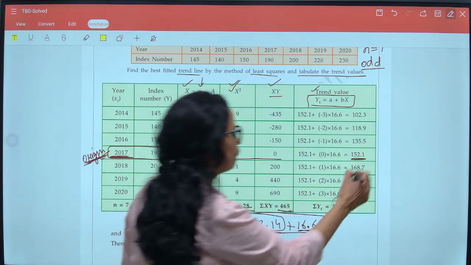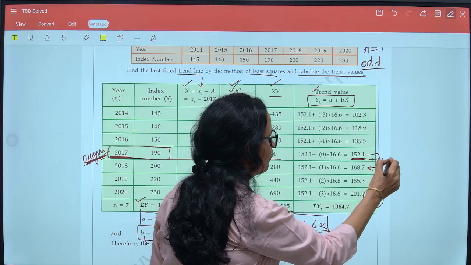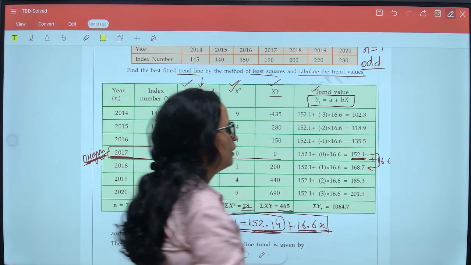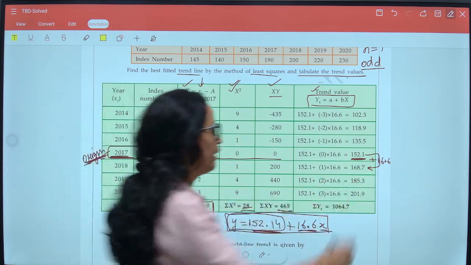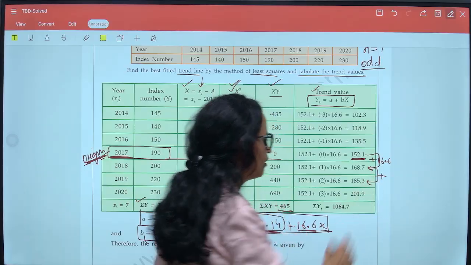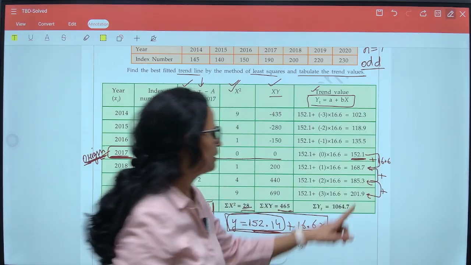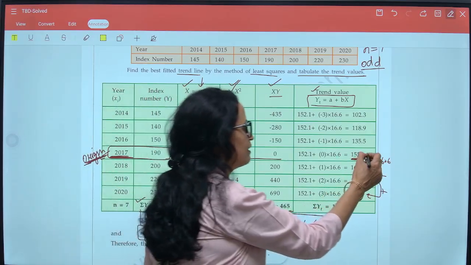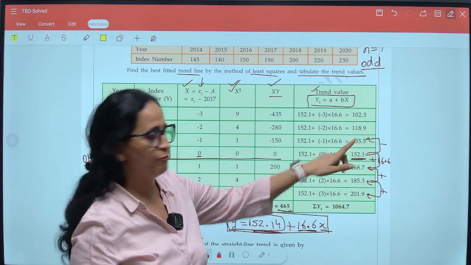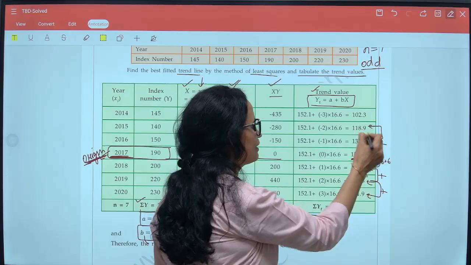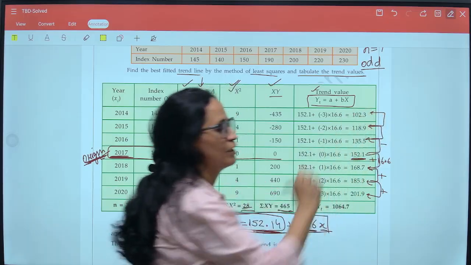So now if you add 16.6 here, you will get the next value, 168.7. If you again add 16.6 here, you will get the next value. If you again add 16.6 here, you will get the next value. If you take away 16.6 from 152.1, you get 135.5. If you take away 16.6 again, you get the next value. And now if you take away 16.6, you get the first value.